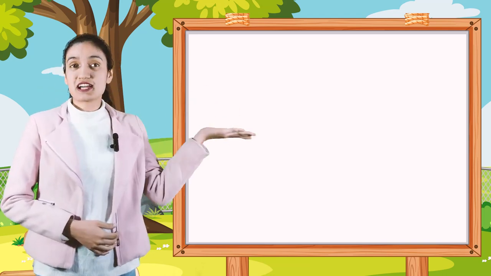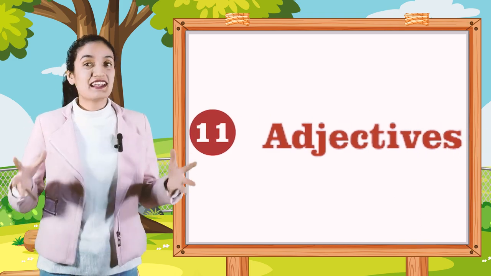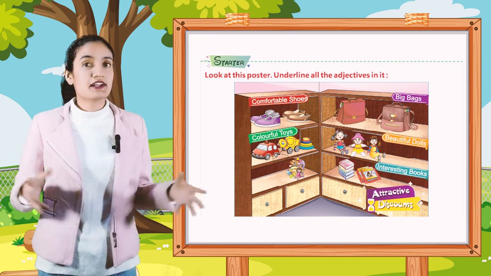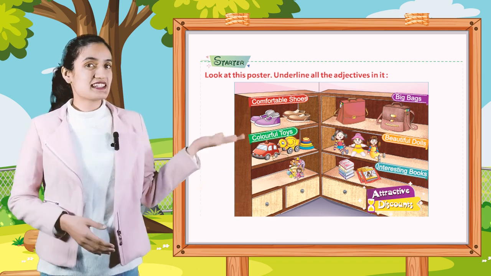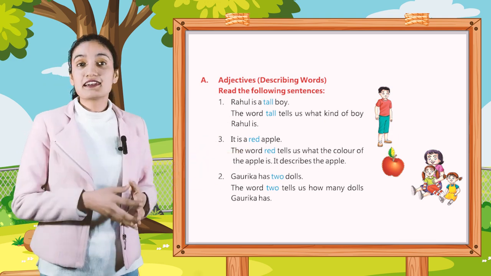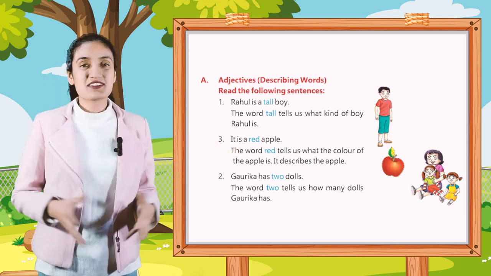Today we are going to start chapter number 11, that is adjectives. So let's start. Look at this poster. Underline all the adjectives in it. So you have to look at this poster carefully and underline all the adjectives in it.